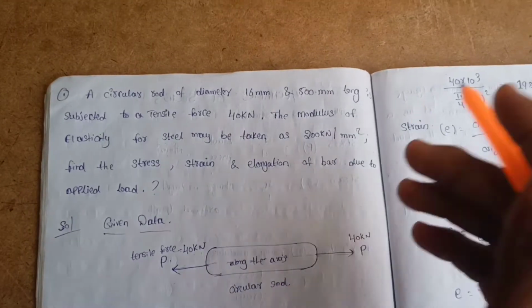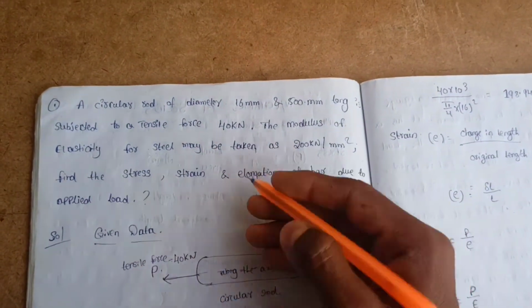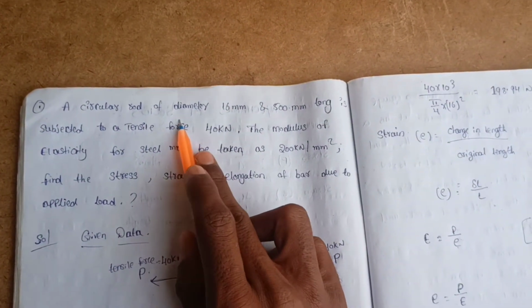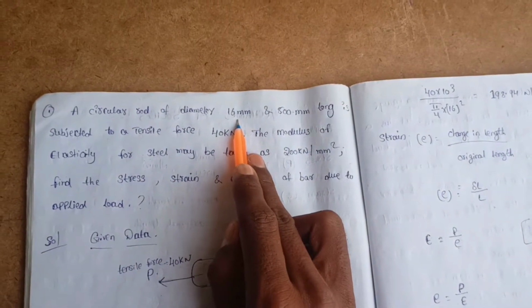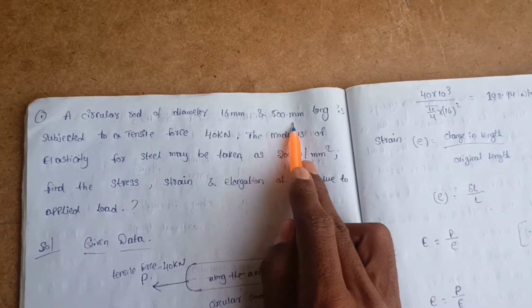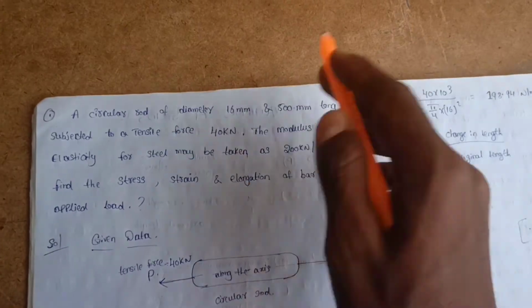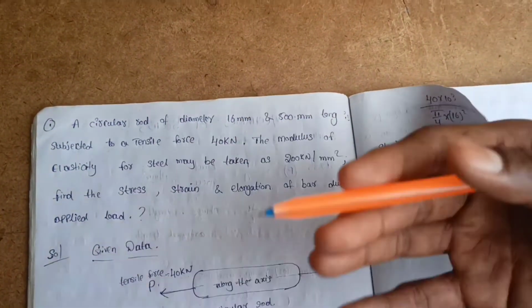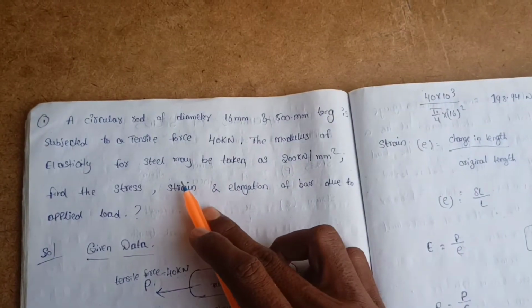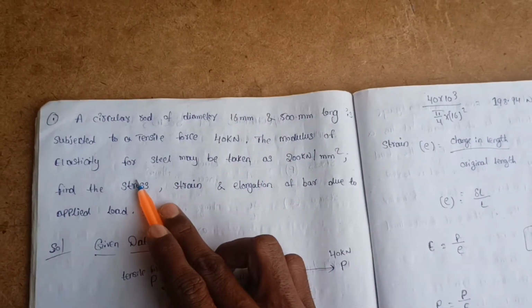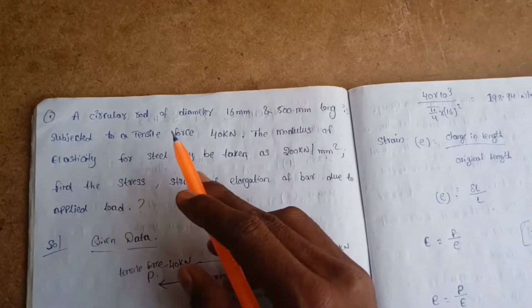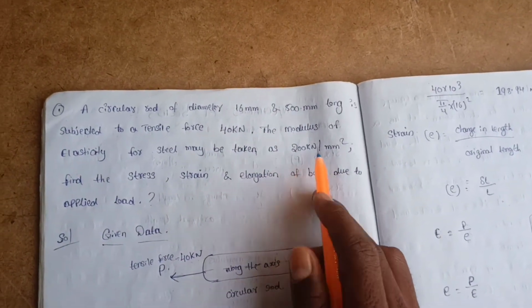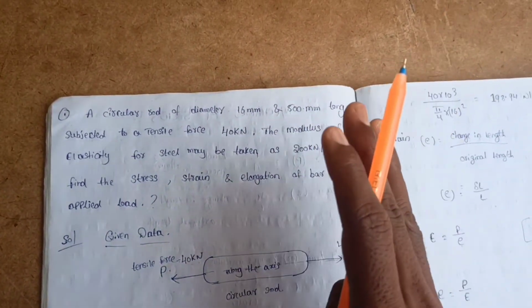So this is given. In that we can find what is given. They gave a diameter of 16 mm and a length of 500 mm. They gave a tensile force of 40 kilonewtons. And also given is the Young's modulus, or modulus of elasticity, which is nothing but Young's modulus or Hooke's law. So these four items they gave.